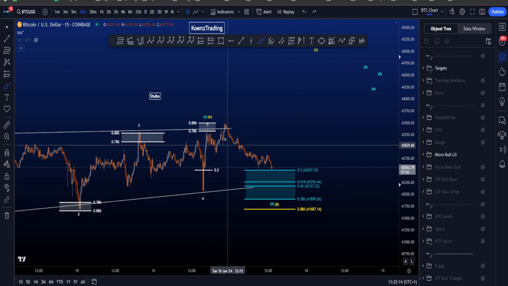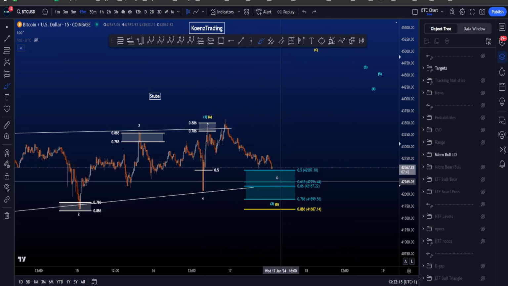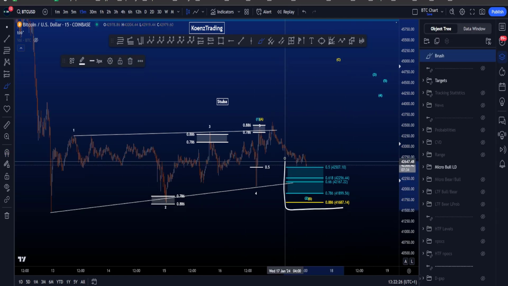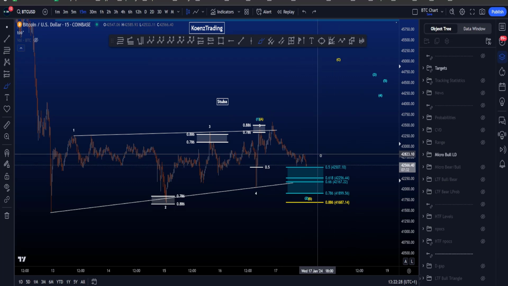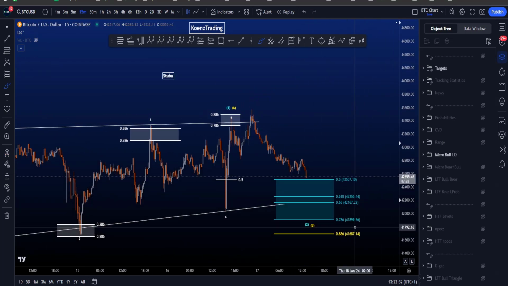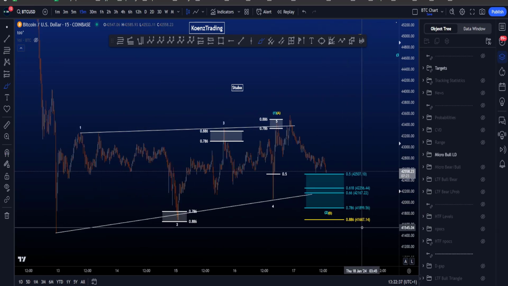We want to see a 3-wave structure, either in a flat here or a potential zigzag, where eventually we're looking for a move towards the upside. So we want to see some proof of support in this area over here. The most common target for B again is between the 0.886 and the 0.382. We have already hit the 0.382 and almost touched the 0.5 here. And the most common target for wave 2 is between the 0.5 and the 0.786.